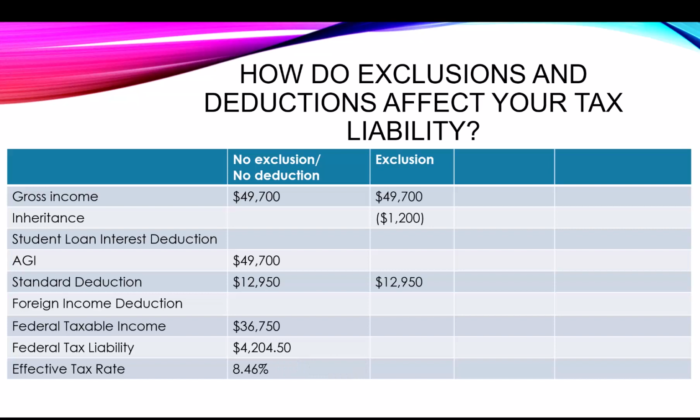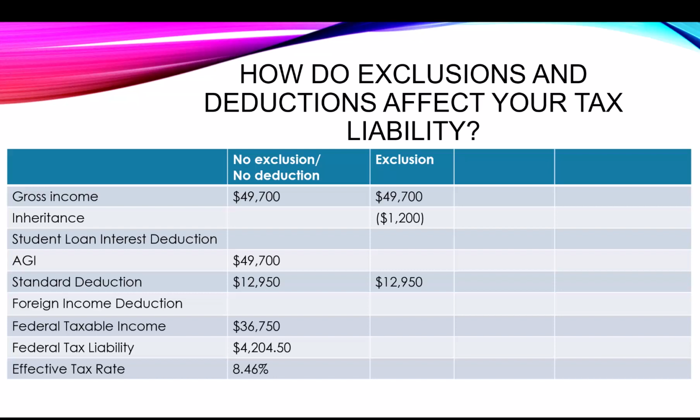Now let's take a look at a case where Amani would have an exclusion from gross income. He still has gross income of $49,700 because gross income is all income from whatever source derived. So it doesn't matter that it's taxable or not taxable. It's all going to get lumped together in the gross income. Let's say of that gross income, $1,200 came from an inheritance. We learned in the last section of class that inheritances are excluded from gross income.